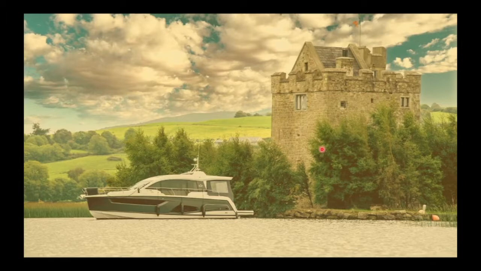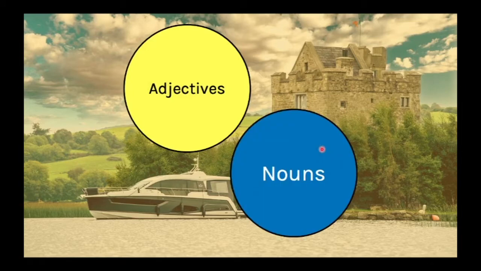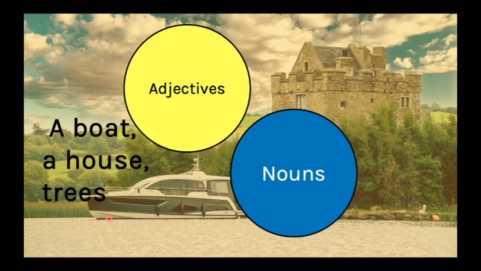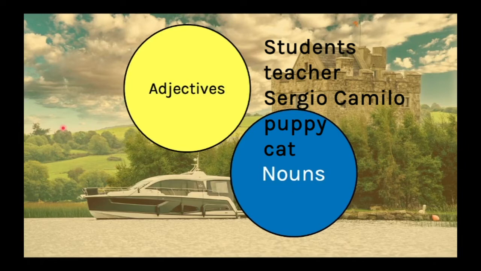So, the first thing we are going to do is to review or to remember the difference between nouns and adjectives. Nouns are words we use to name or to identify people, things, or animals. For example, in the picture, we have a boat. A boat is a noun. We have a house. A house is also a noun. We have trees. Trees are nouns. Students is a noun. Teacher, Sergio, Camilo, the puppy, the cat are nouns.